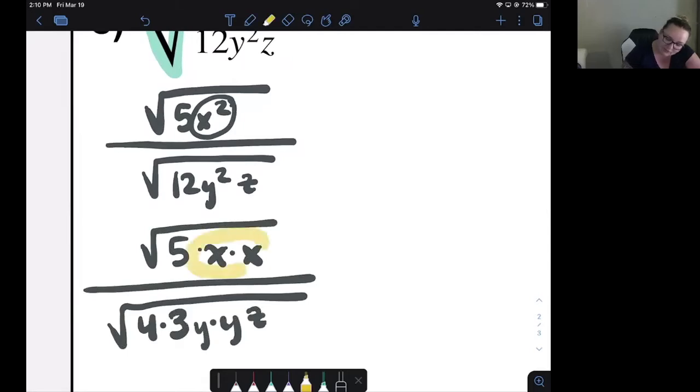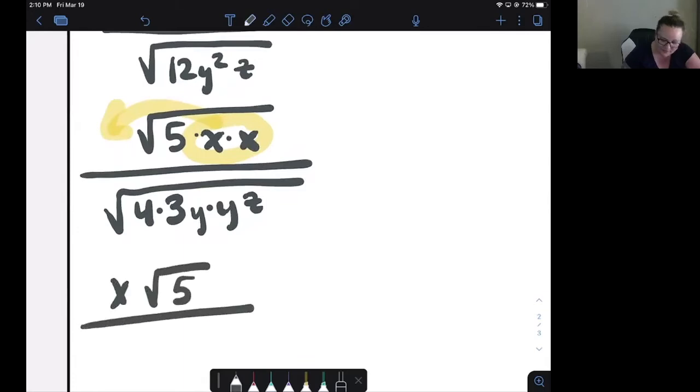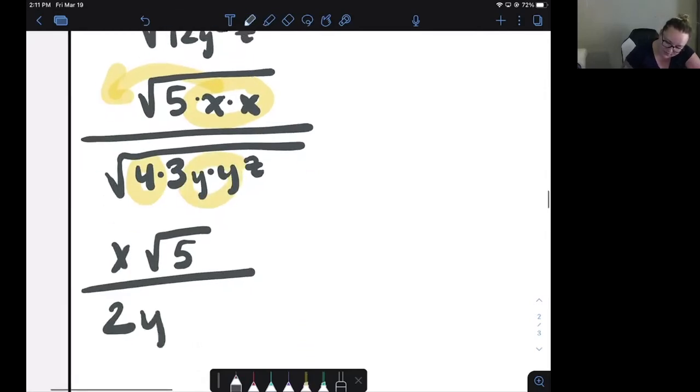And so in the numerator, I can bring out an x in front of that radical, leaving 5 under the radical. The square root of 4 is 2. And then I can bring out a y because there's a group of 2 y's here. And then I'm going to leave 3z under the radical.